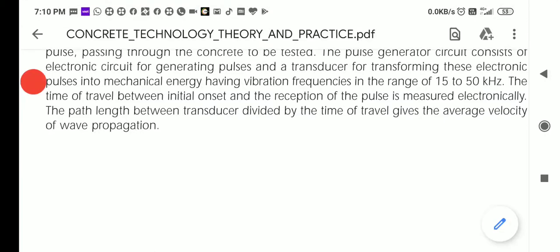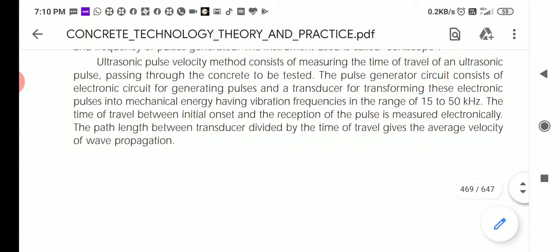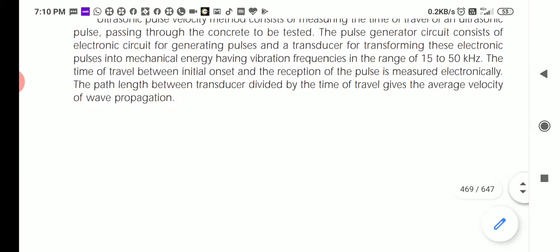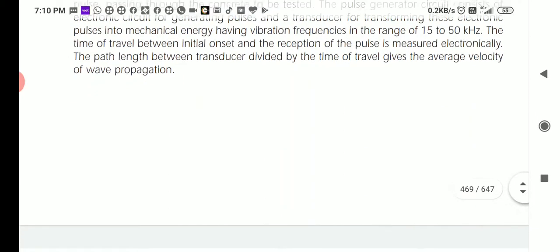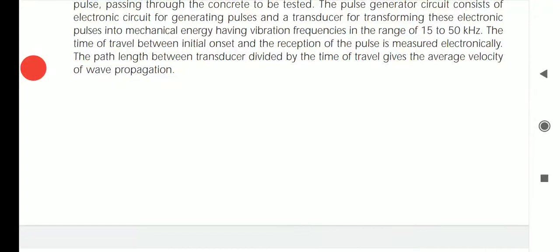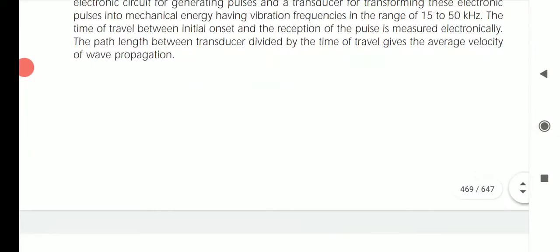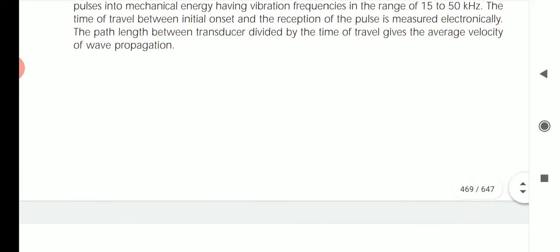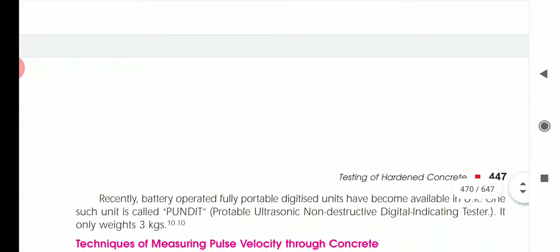into mechanical energy having vibration frequencies in the range of 15 to 50 kilohertz. The time of travel between the initial onset and the reception of the pulses is measured electronically. The path length between transducers divided by the time of travel gives the average velocity of the wave propagation.